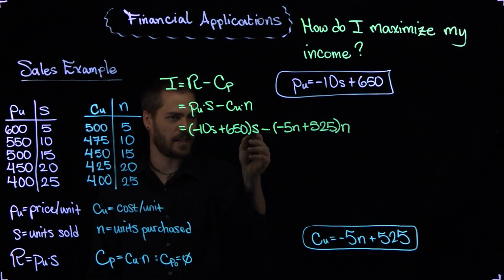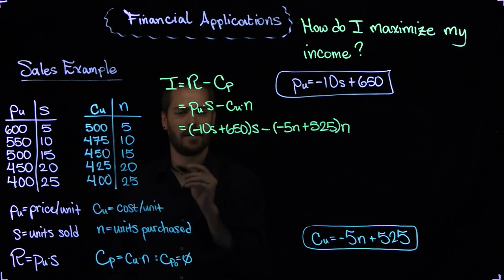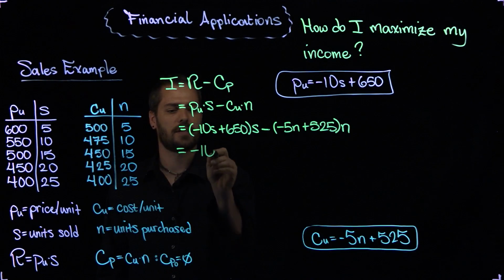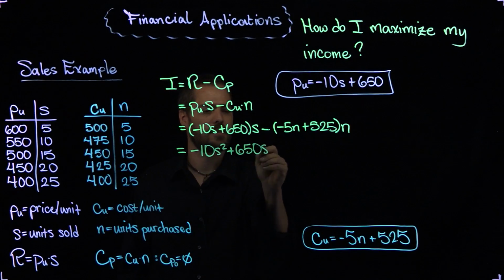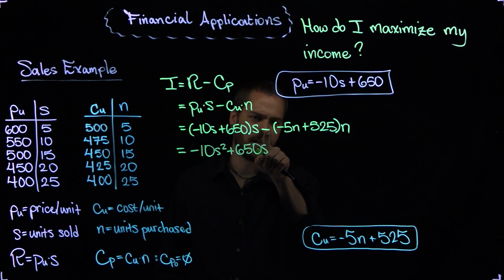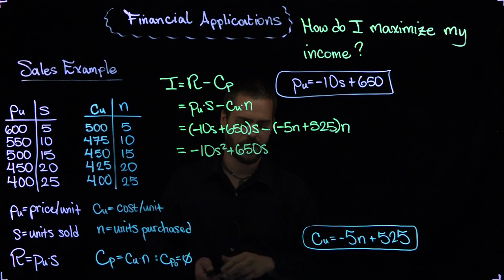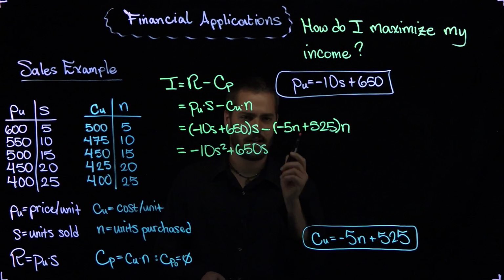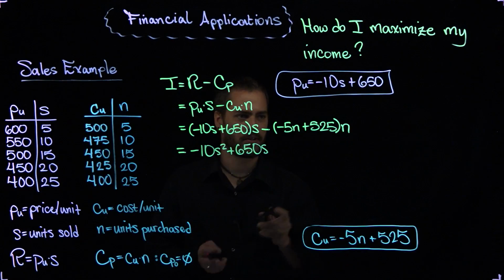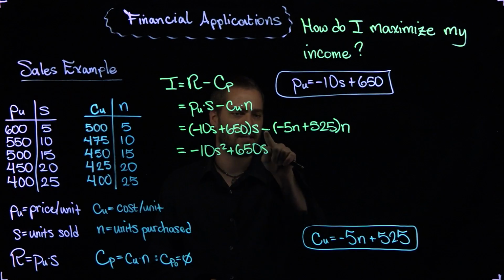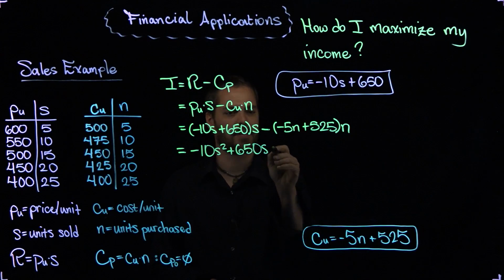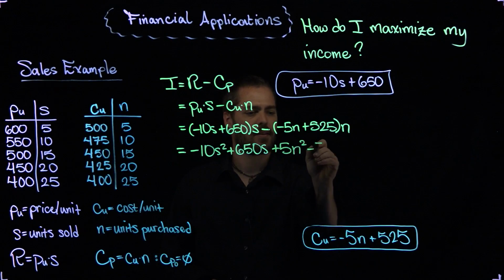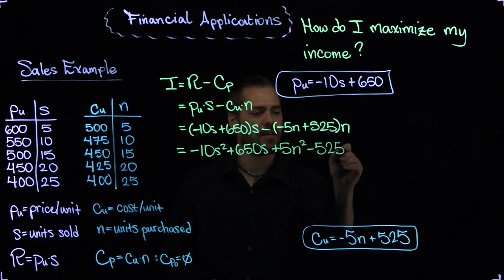If I distribute the s here and I distribute the n there, then I get negative 10s squared plus 650s. I also have a negative that needs to be distributed, so I'm going to do them both at the same time, and that's going to be a little tricky, so make sure you feel good about this after you see this equation. If I distribute the negative, it changes the signs. If I distribute the n, it plugs an n onto each one of those guys. So I'm going to get a plus 5n squared minus 525n.